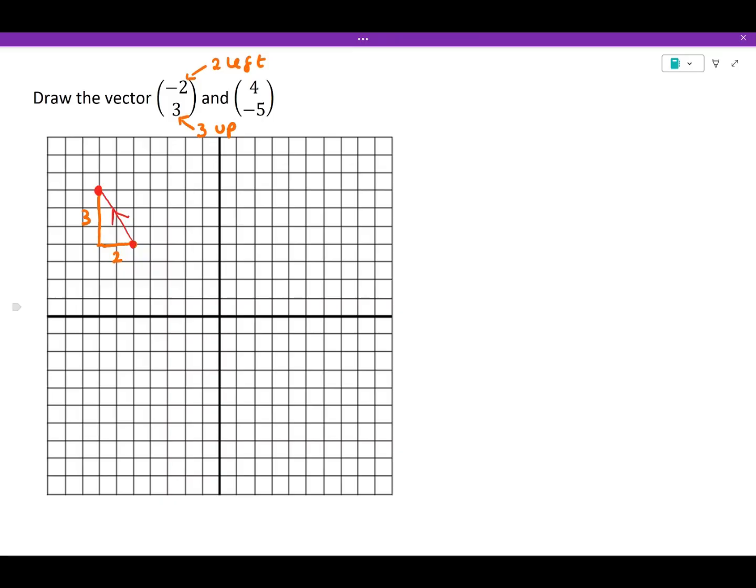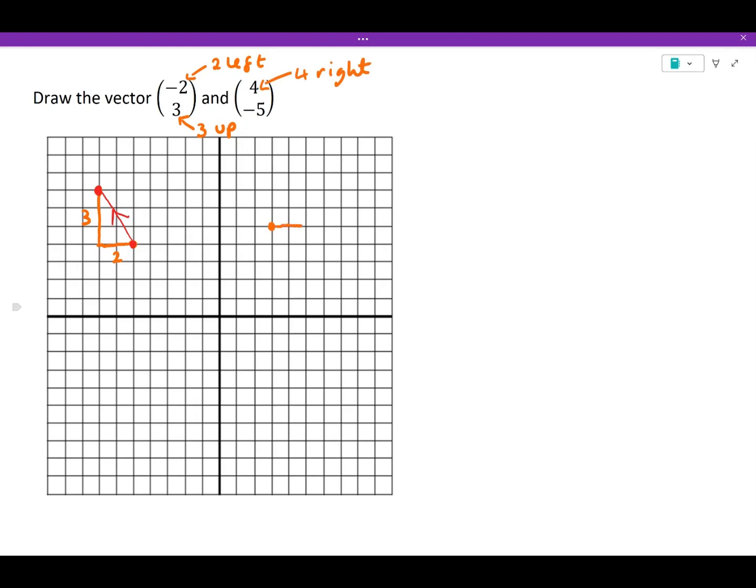Now let's do the (4, -5). So let's pick another point to start with. I'm going to go over here. And the 4 represents 4 to the right, because it's positive and it's our horizontal component. So I'm now going to travel 4 to the right.